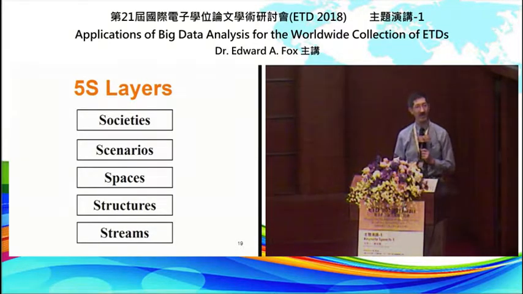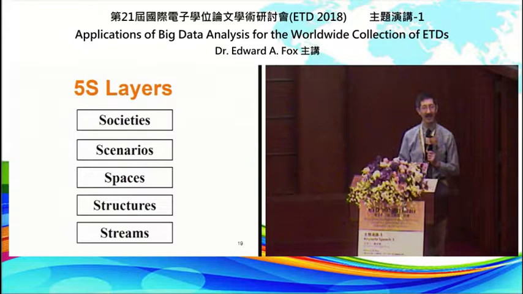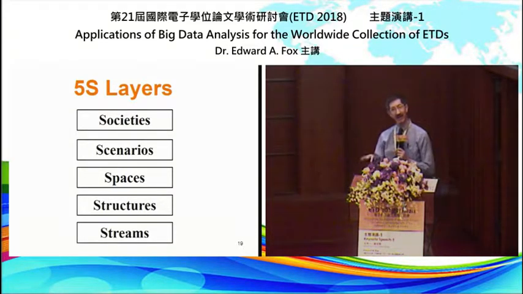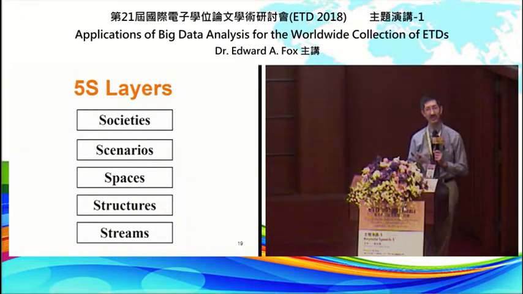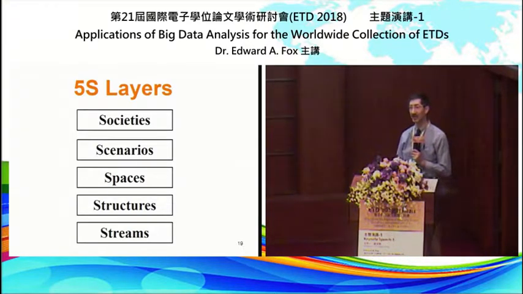The most important one, of course, is the top one. That's the people, the societies. And people now know about social networks and so on. So this top layer is not just individuals, but groups and institutions and whole societies. And they want to do things. They carry out certain scenarios. They carry out tasks. They want to accomplish certain things.